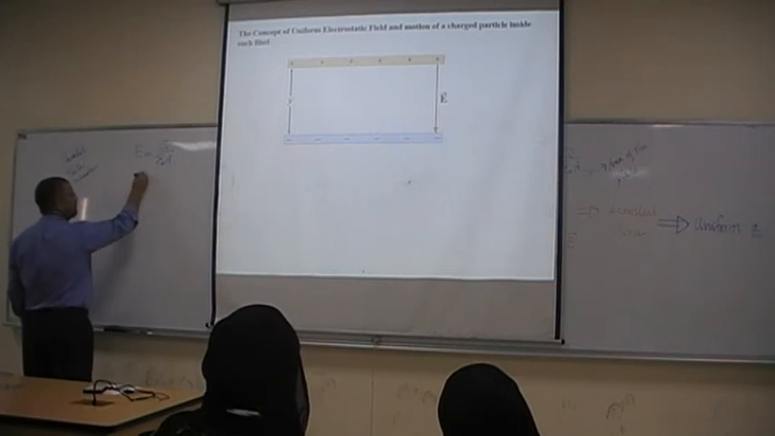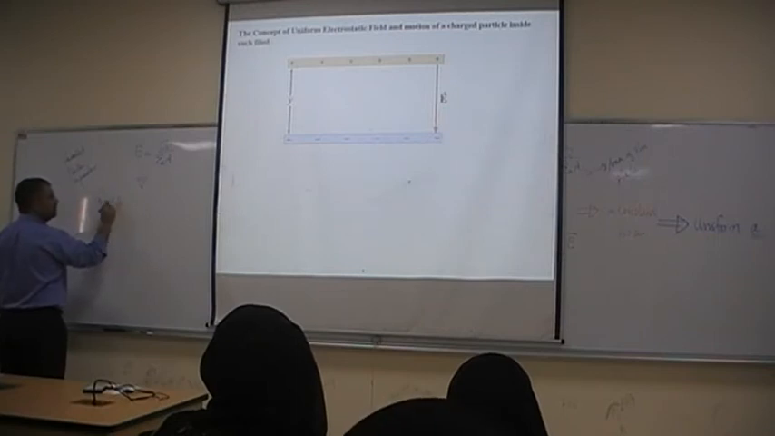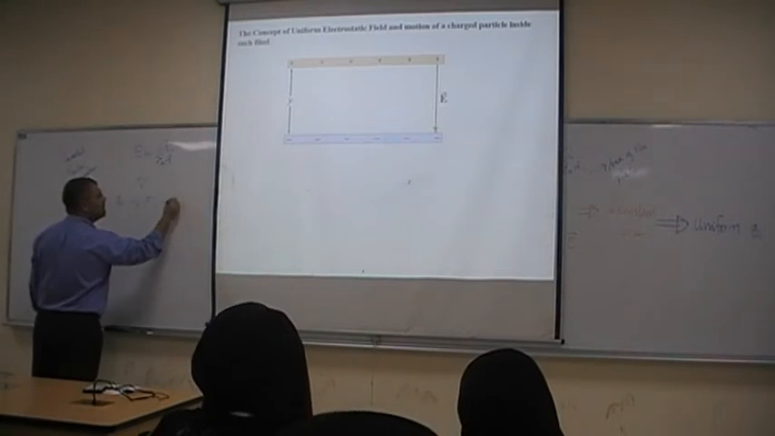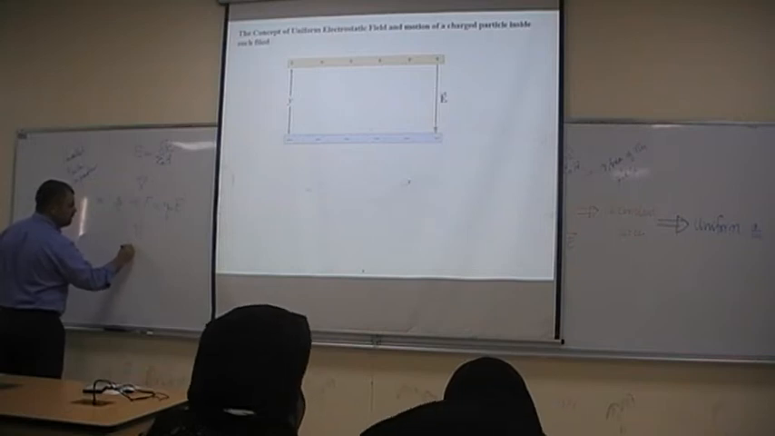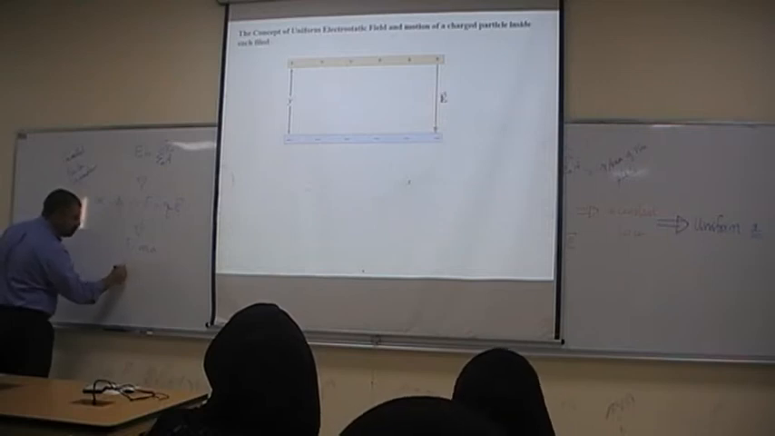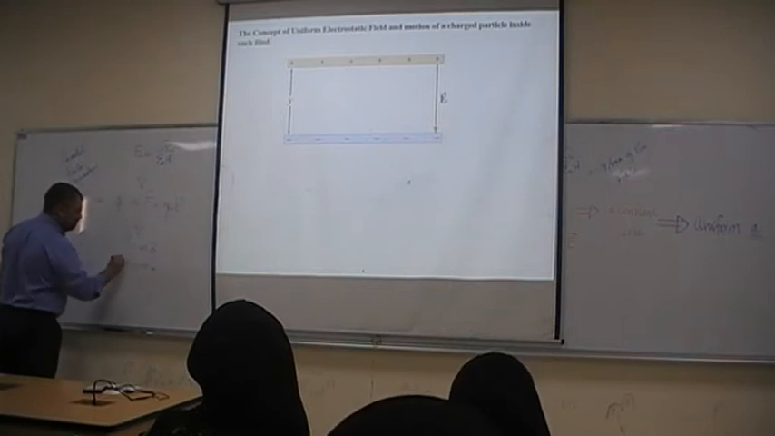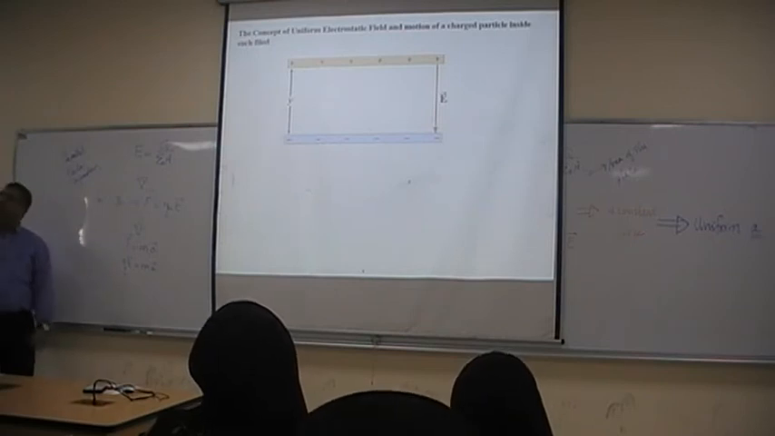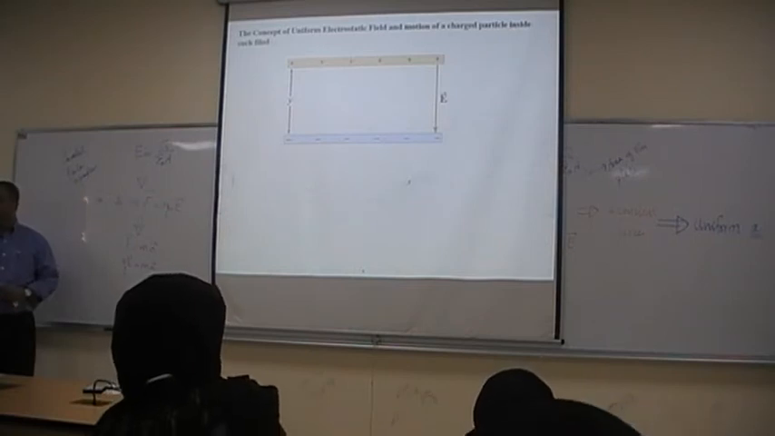And from here, for a charge Q, I have F is equal to QE. And then F is equal to MA. And this F, if you want to replace it by QE, is equal to MA. Don't forget all the vector signs. Once I find the acceleration, then I can go back and describe the motion of the particle using my kinematics equations.